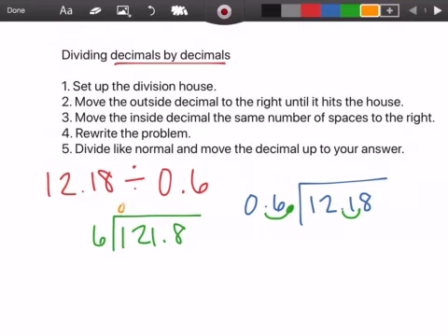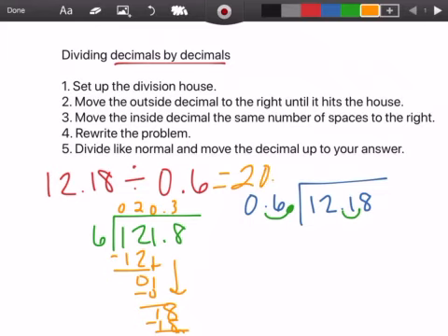6 can't go into 1, but into 12 2 times. Can't go into 1. Into 18 3 times. All right, so my answer here is 20 and 3/10.